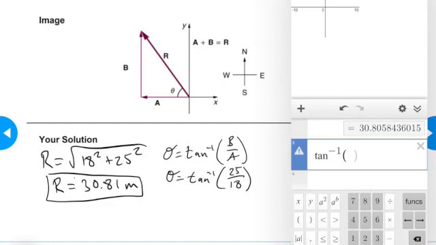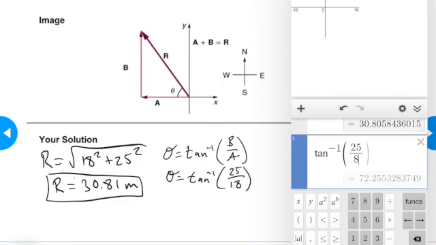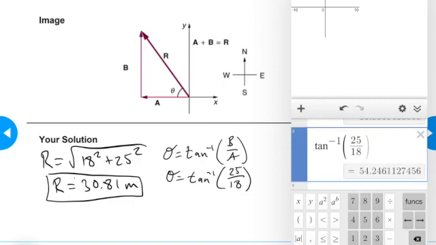So let's do the inverse tangent of 25 over 18. So that negative would go in and play with the A here as well, but because we're going to describe the angle, we don't have to worry about it here. So that is 54.25.